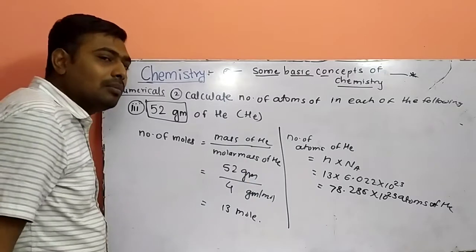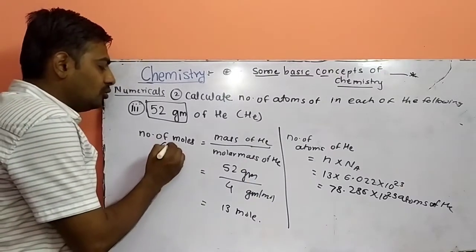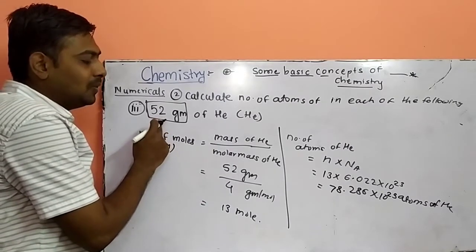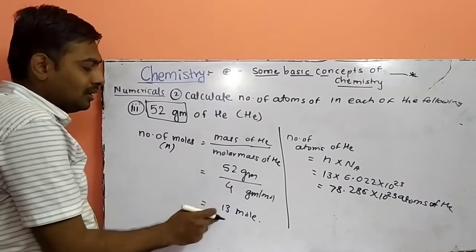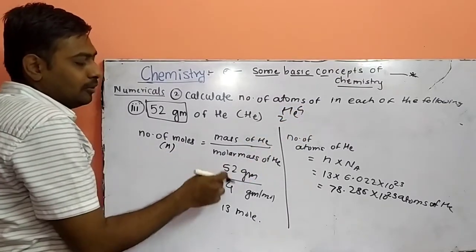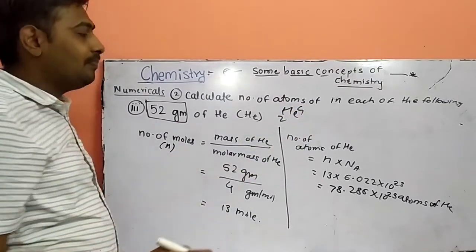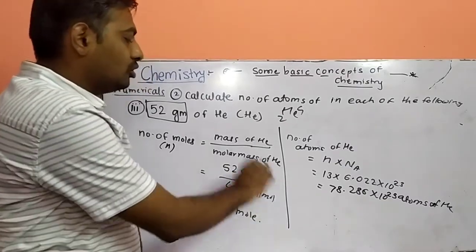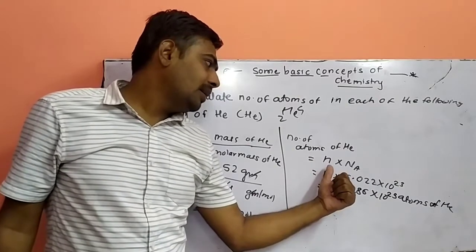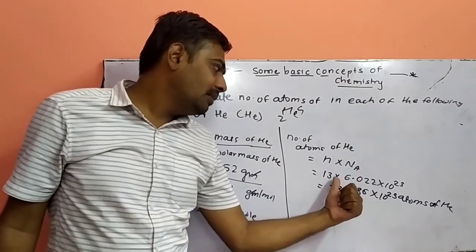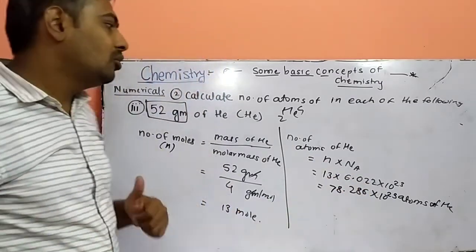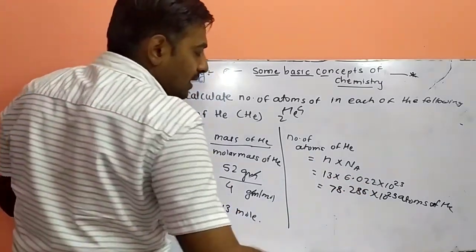So how will we calculate the number of moles? Number of moles is equal to mass upon molar mass. Mass is 52. Molar mass of helium is 4 because it is monoatomic. Helium has atomic number 2, atomic mass number 4. So 52 by 4 is 13 mole. Gram gets cancelled, mole shifts upward. So number of atoms is n multiplied by capital N: 13 multiplied by 6.022 into 10 raised to 23. You will get 78.286 into 10 raised to 23 atoms of helium.